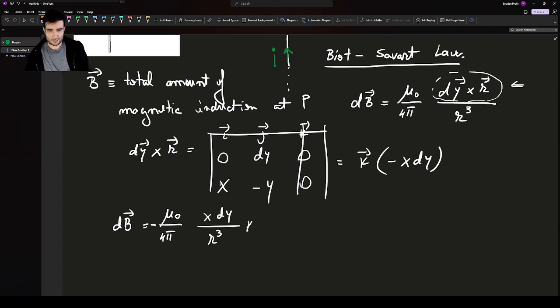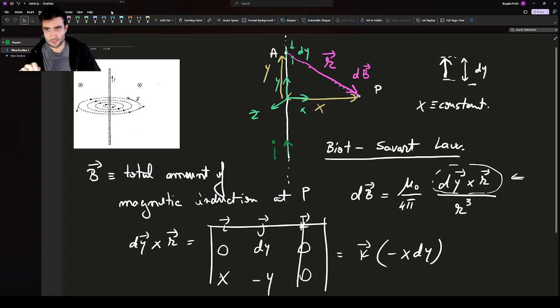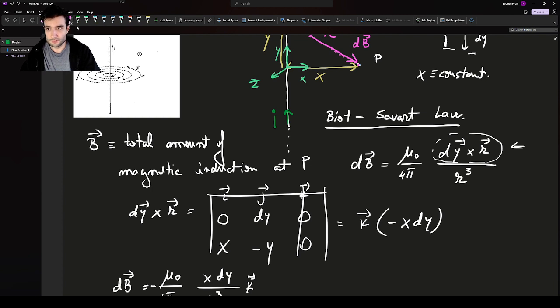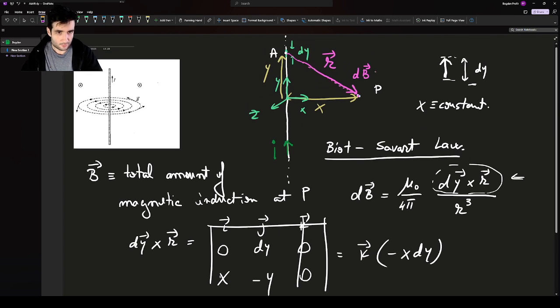times k. So this says that the magnetic field due to that piece of wire will be in the negative z direction. In other words, that magnetic field dB here is pointing into the screen, whereas my positive z direction, as you can see, is out of the screen.